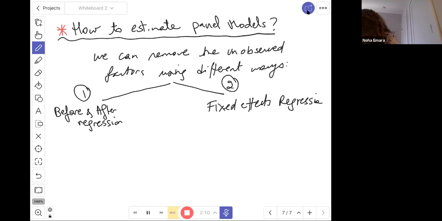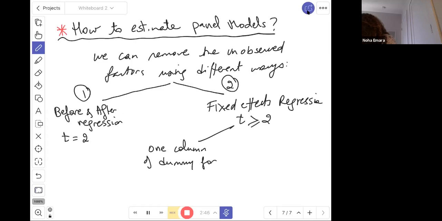The before and after regression is used when the time, the T, is equal to 2. Just 2 years, 2 points in time. And that's it. The fixed effects regression is used if I have more than that. That's why it's the more common, because it can be used if I have 2 or more. And we have different ways of using the fixed effects regression. One of them is based on one column of dummy for all cross sections, and I'm going to explain that. And then the other one is I have multiple columns of dummies. Just giving you the outline so you're not lost.